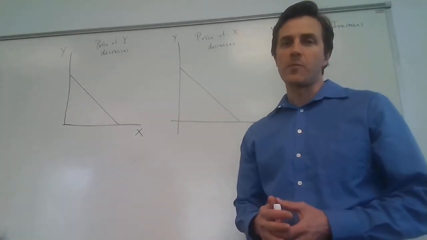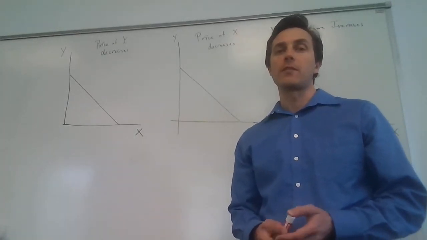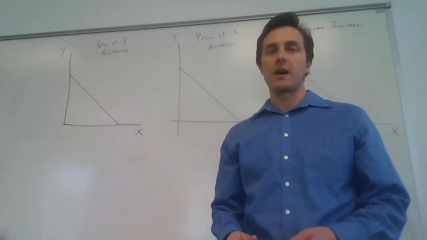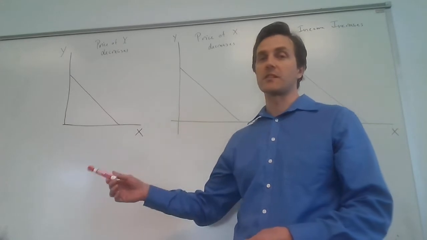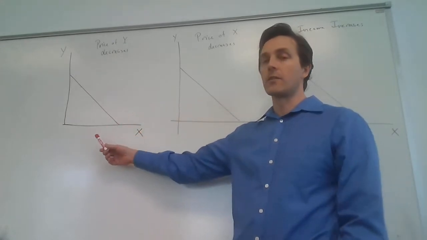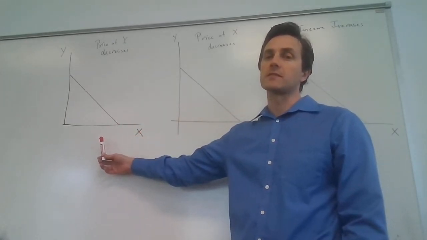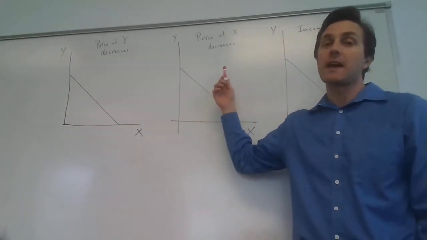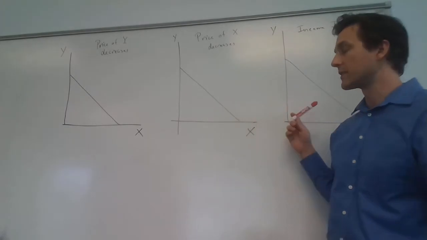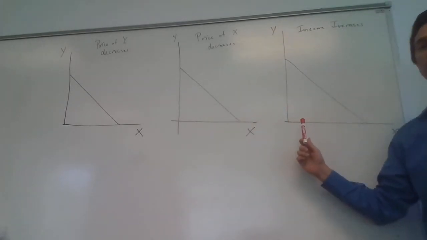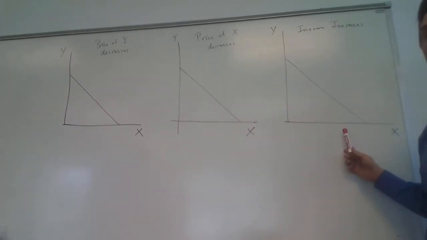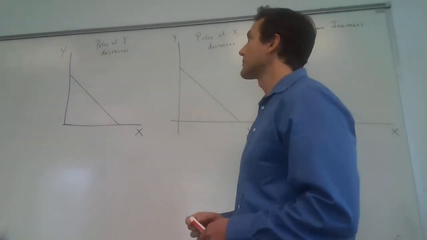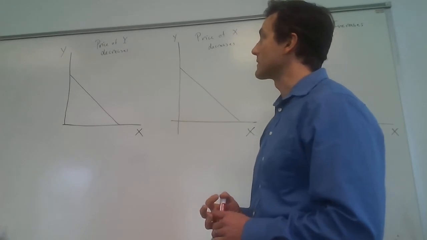What happens to a budget constraint when either the income changes or one of the prices change? Well, let's think about it here. So here I have three budget constraints drawn, and over on the left we'll think about what happens when the price of Y decreases, and then in the middle we'll talk about what happens when the price of X decreases, and then over on the right we'll talk about what happens to a budget constraint when income increases, right?